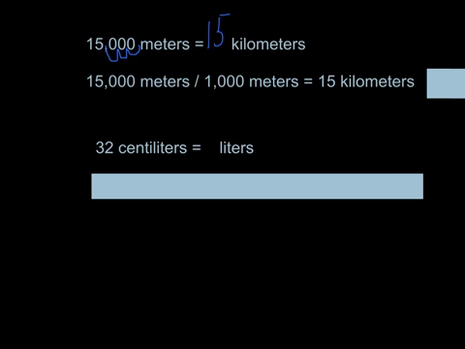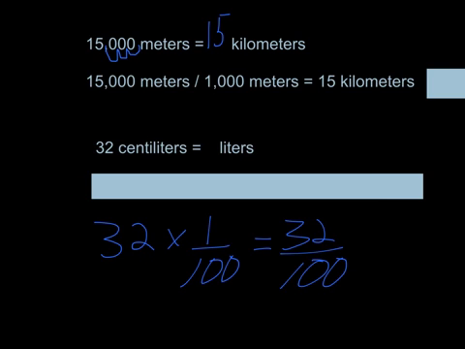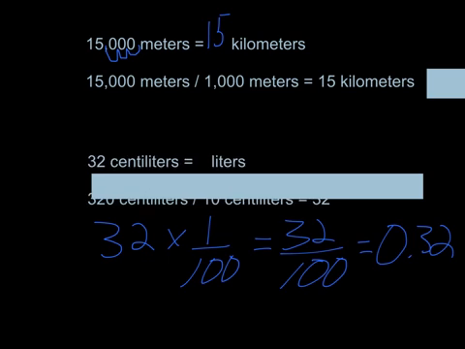Next, we are going to convert 32 centiliters to liters. One way is to check the reference table and see that each centiliter is 1/100th of an entire liter. Therefore, we can multiply 32 by 1/100th of the value, which gives us 32 hundredths. And then we can convert that to a decimal, which is 32 hundredths of a liter.